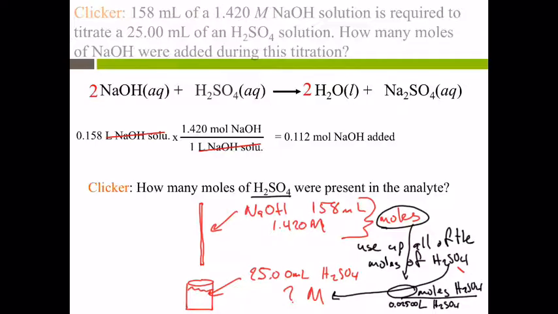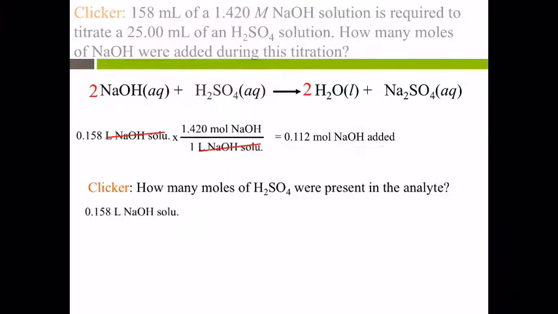So now let's go ahead and try to see. We know that we added 0.112 moles of sodium hydroxide. Is that the same as the moles? So that is our moles there. The question is, how does that relate to the number of moles of sulfuric acid that were there? To go back to our balanced equation, we know that we need 2 moles of sodium hydroxide for every 1 mole of sulfuric acid. So let's see how this all works out.